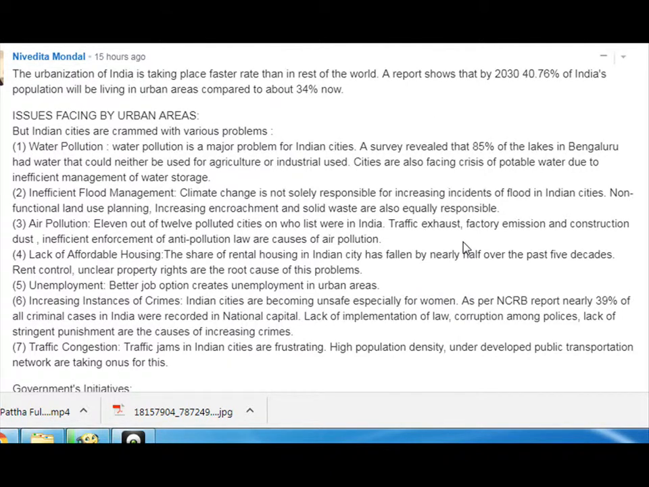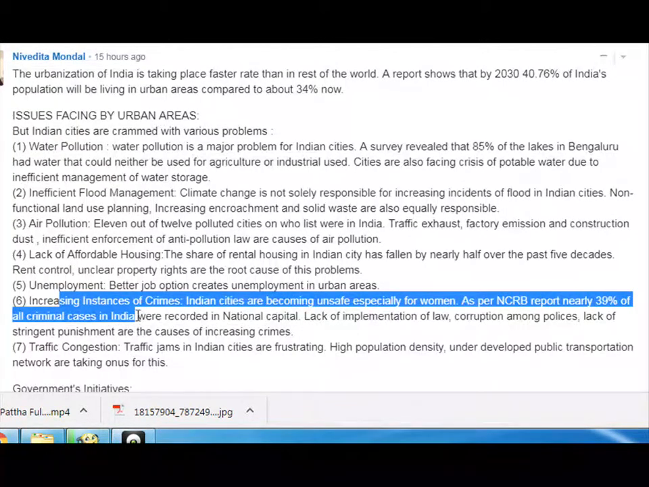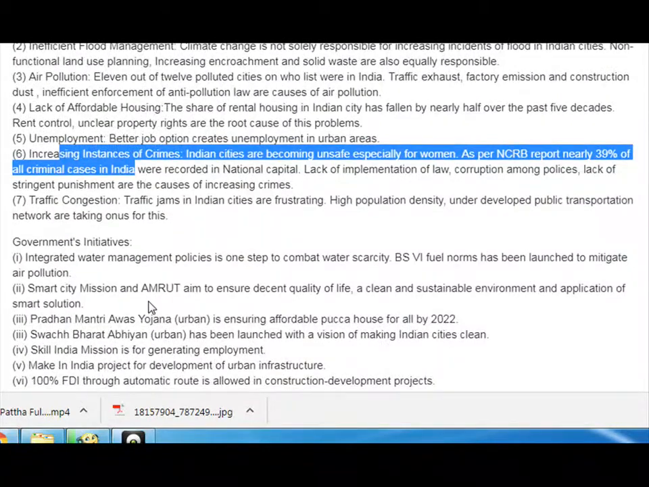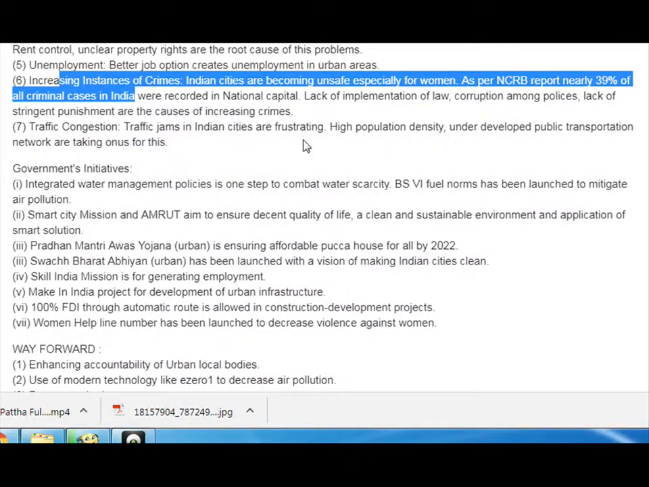5. Unemployment. Lack of better job options creates unemployment in urban areas. 6. Increasing instances of crimes. Indian cities are becoming unsafe, especially for women. As per the NCRB report, nearly 39% of all criminal cases in India were recorded in the national capital. Lack of implementation of law, corruption among police, and lack of stringent punishment are the causes of increasing crimes.